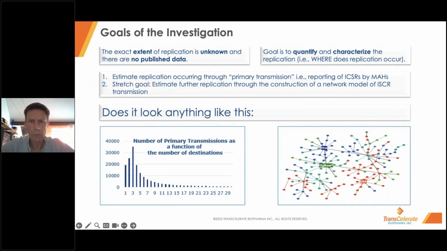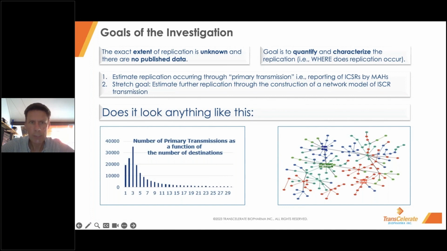So 2 years ago, we set out with the initial goal to quantify the extent of this phenomenon of replication, because it was unknown how many initial recipients and further recipients received these ICSRs. There were no published data around that. So the goal was to quantify and also to characterize replication. So in which areas, in which types of reports get replicated more than others.